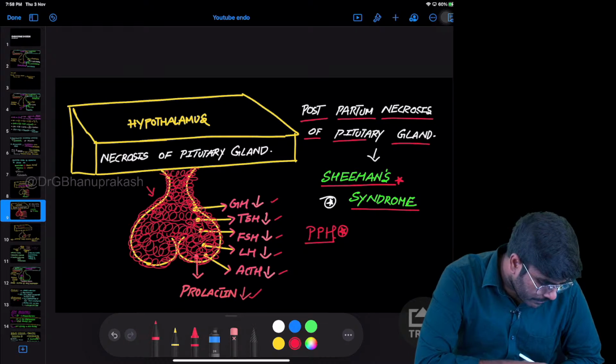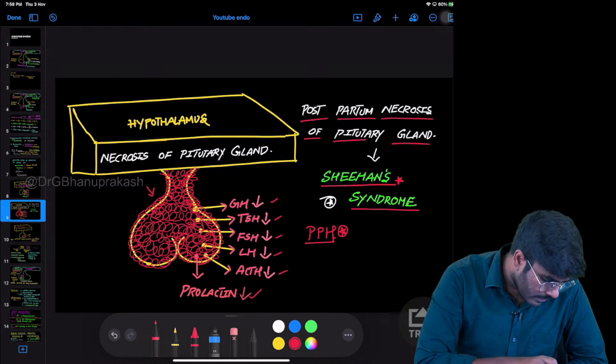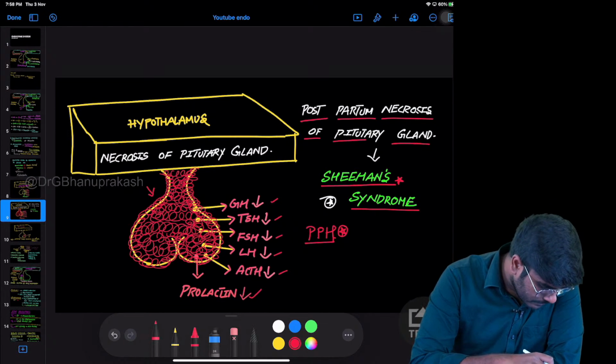Pandit, Osama, Abdi Nasir, is it clear? Shall I continue?